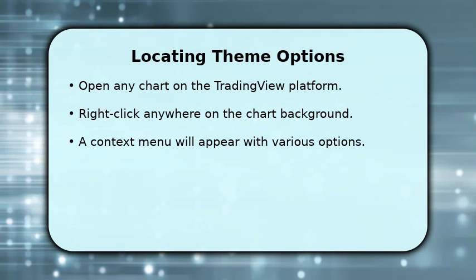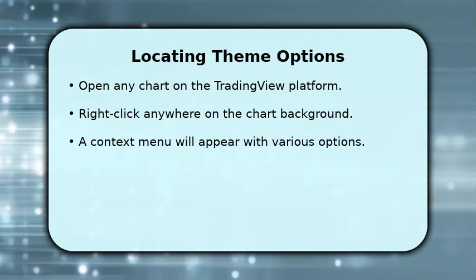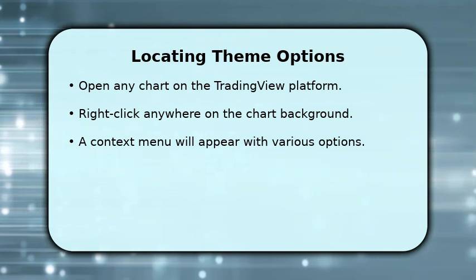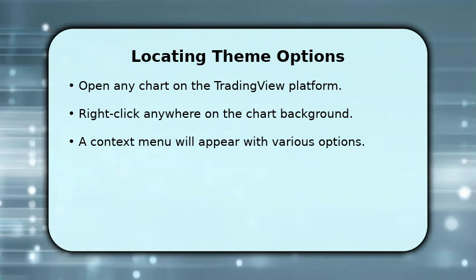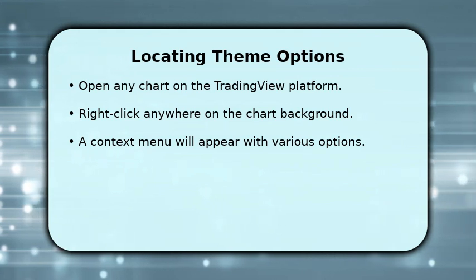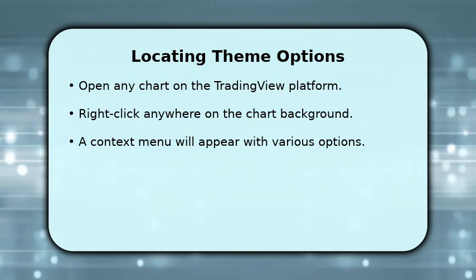To begin, make sure you have a chart open on your TradingView platform. Once your chart is visible, simply right-click anywhere on the chart's background. This action will bring up a context menu, presenting you with several options. Look for the settings related to the visual appearance of your chart.